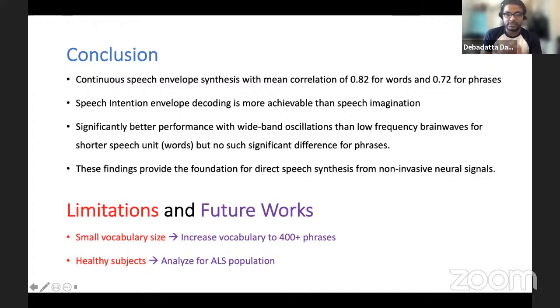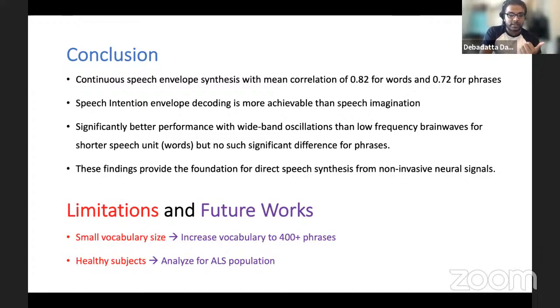And this is just a baby step. We have just been able to synthesize the speech envelope. Ideally, what we would like to do is synthesize the exact speech waveform. This is the first foundation towards direct speech synthesis from non-invasive neural signals. A clear limitation is the vocabulary size. We just used 5 different sentences and their repetitions and some words.